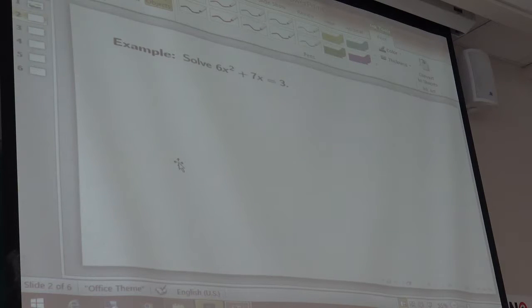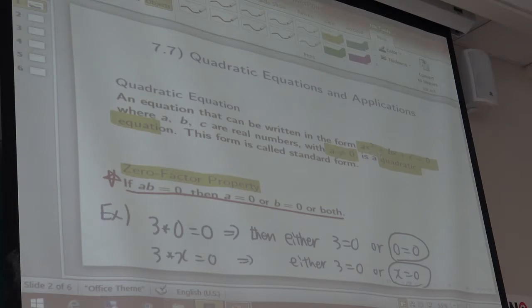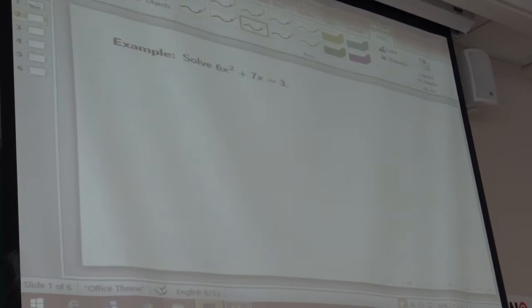So let's look at that. The first thing is, we change this into this format, ax squared plus bx plus c is equal to 0. So we change this into 6x squared plus 7x minus 3 is equal to 0. This is step 1. Step 2 is, now we're going to factor this.